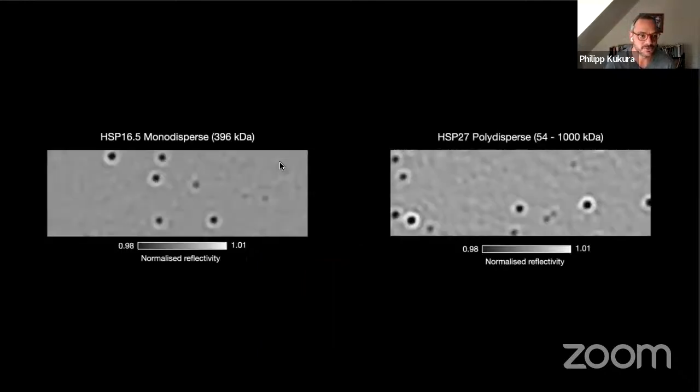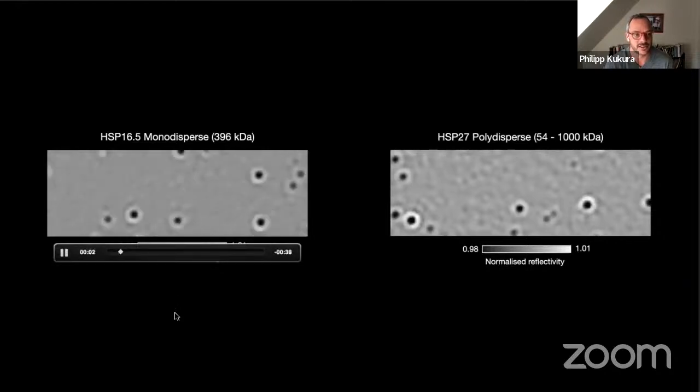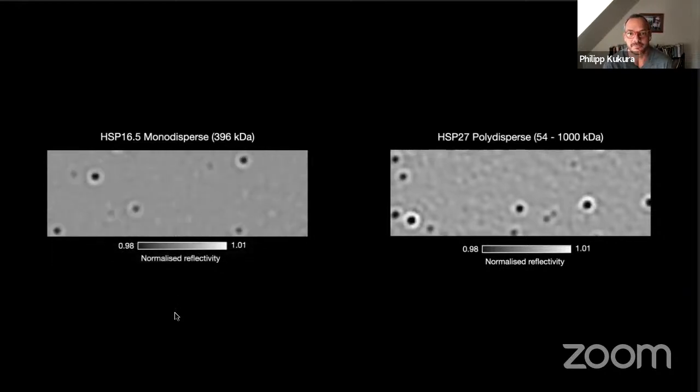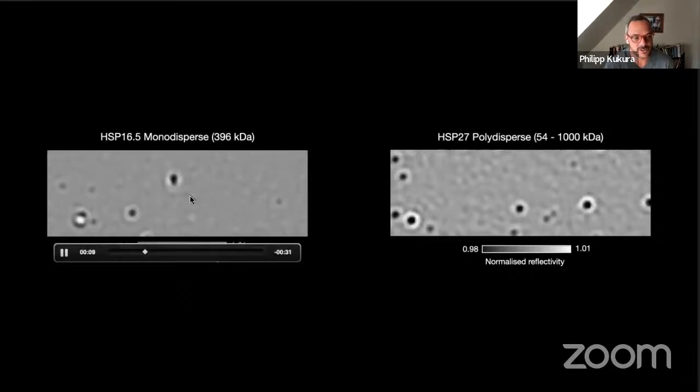All right, so is this true? So here's a movie of HSP 16.5. It's a heat shock protein, and it's quite special in the sense that it's highly monodispersed. It only exists in one form. It's a 20-mer, and it has a mass of 396 kilodalton. If you run our experiment, you get a movie that looks something like this. And you can see every single one of these black dots has exactly the same intensity. Yeah, all of them the same intensity.